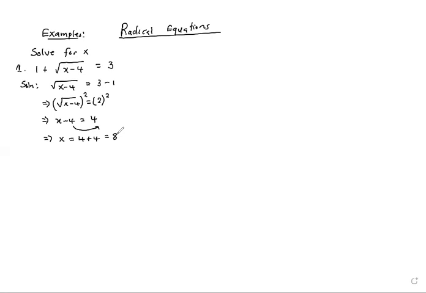Now, when you get these values of x, you must be quick to go back and confirm that that is true. So test: 1 plus the root of 8 minus 4, that is 1 plus the root of 4, which is 1 plus 2, which is equal to 3, our right hand side. So x is equal to 8. Confirmed.